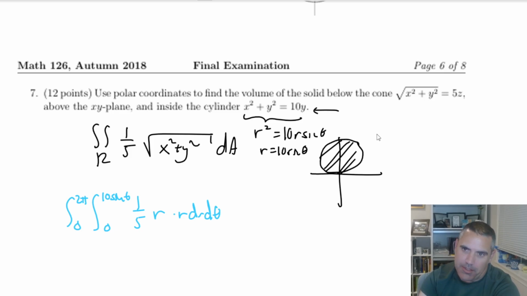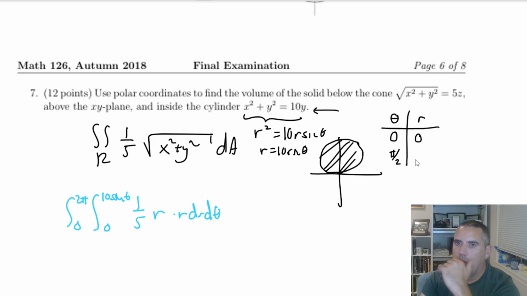But the tricky thing about this one is if you plot a few points, so if you plug in 0, you get r is 0. If you plug in pi over 2, you get r is 10. So when you're looking this way, you're at 0. When you're looking up, you're here. And when you plug in pi, you're at 0. But I think that means you've already done a loop.